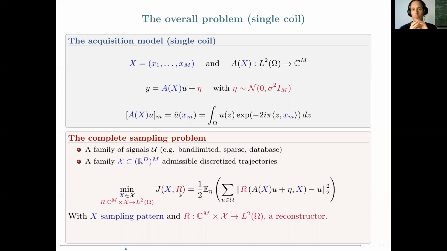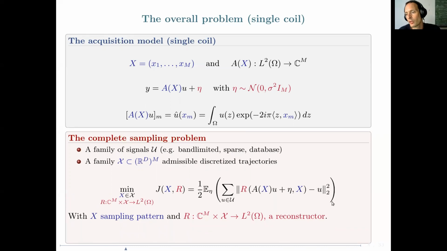In sampling, we want to optimize both things together. And the reconstruction mapping is a function which, to a measurement y in C^m and to a sampling set x, associates a reconstructed image in L2. Okay. And how is this cost function defined?